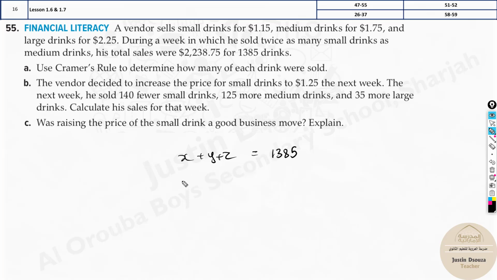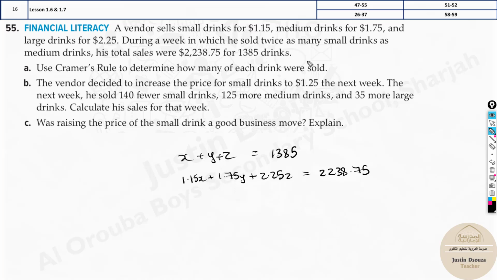Next one, the money is given, right? I can easily write 1.15x plus 1.75y plus 2.25z. That is how much the total money earned was: 2238.75. Now lastly, see, now this is a 3 variable equation. You cannot solve without 3 equations.